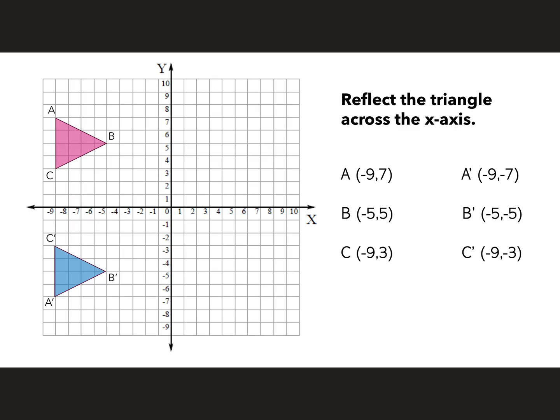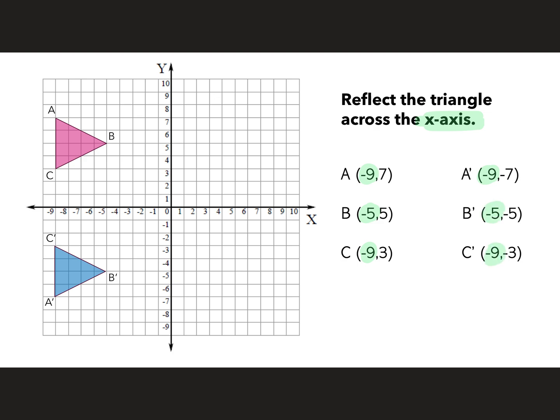Is there an easier way than sitting there and counting the grid? Because I have troubles counting the grid at times. And the answer is yes, but you have to know something about your x and y coordinates. So let's look here and analyze this. The pink triangle is my first set of numbers, and the blue triangle is my second set. And so if you look at the x values, and by the way, we reflect across the x-axis. So I'm going to look at the x values right here, and then I'm going to look at them in the blue triangle. And what do you notice?